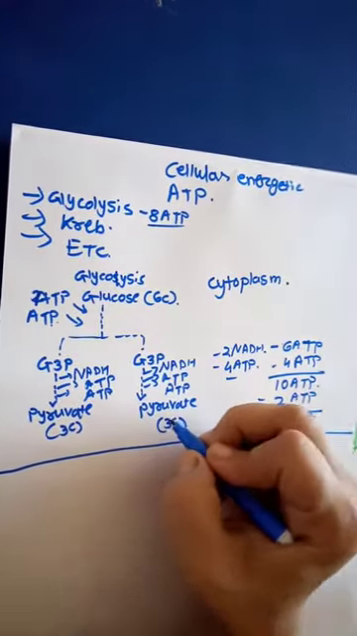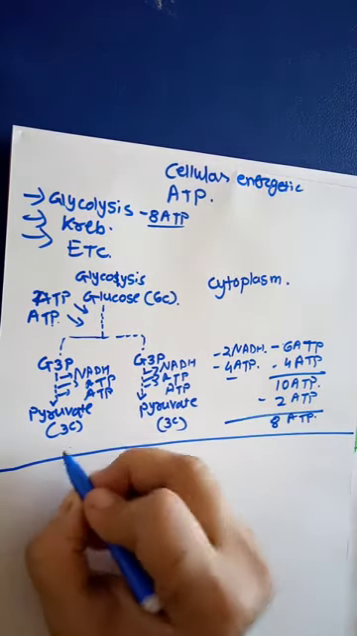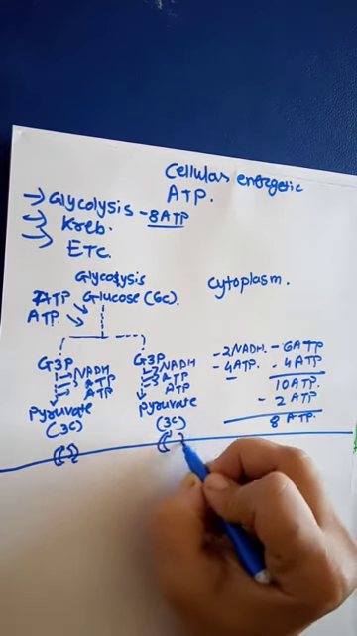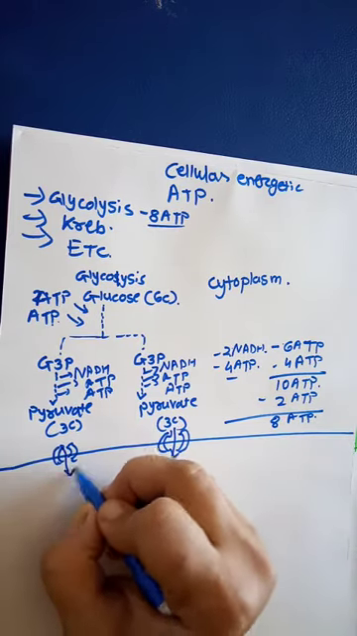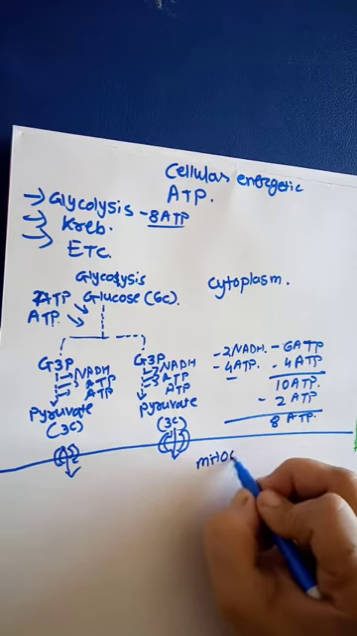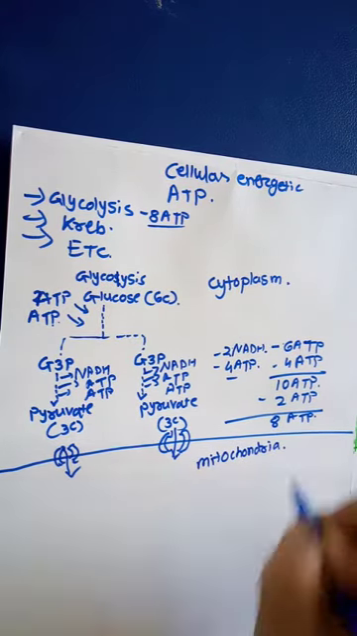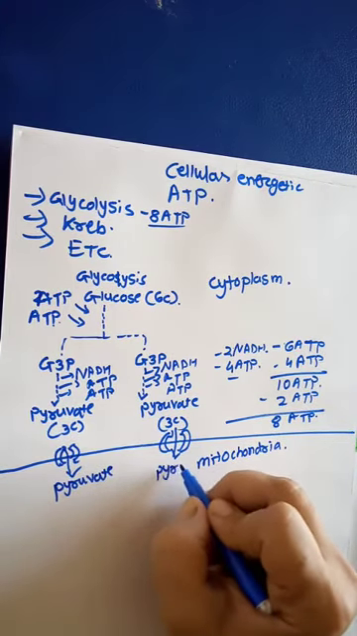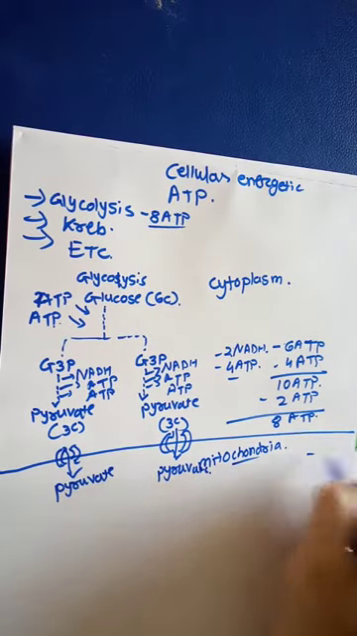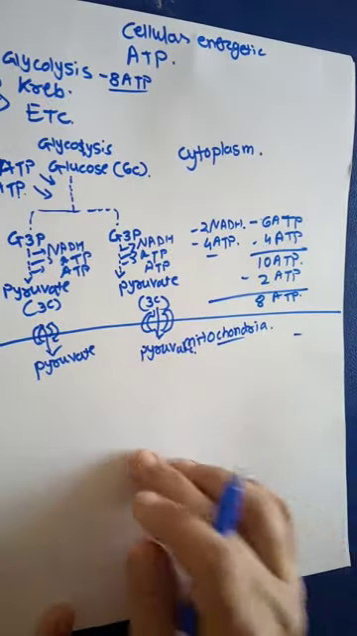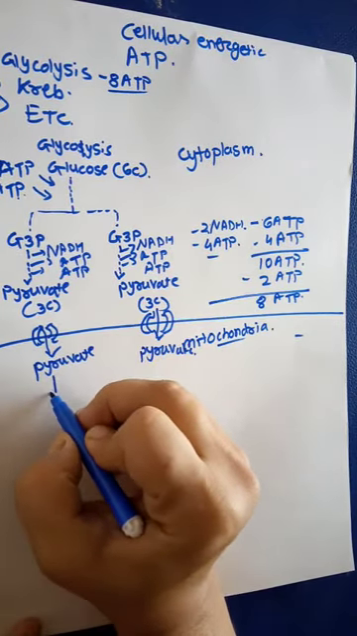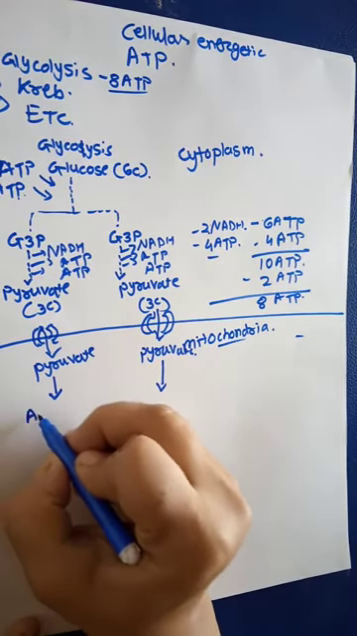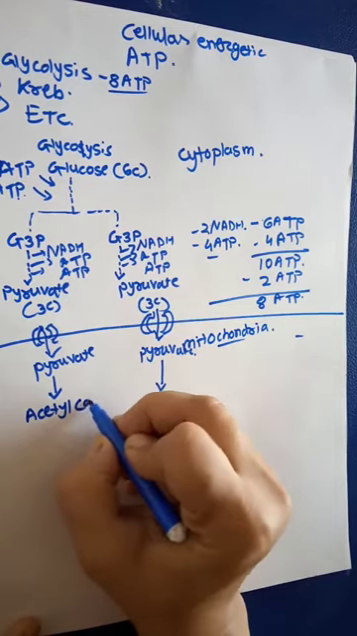After the conversion of glucose into the 3 carbon compound pyruvate, this pyruvate enters the mitochondria via some transport proteins. Two molecules of pyruvate will enter the mitochondria. Each pyruvate will first convert into acetyl CoA.